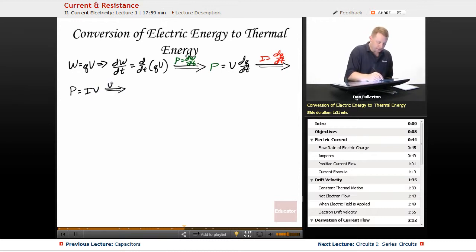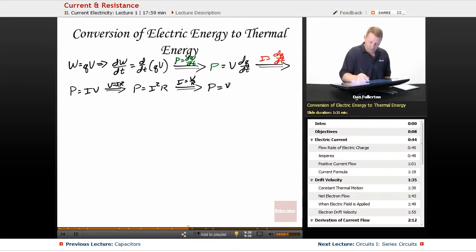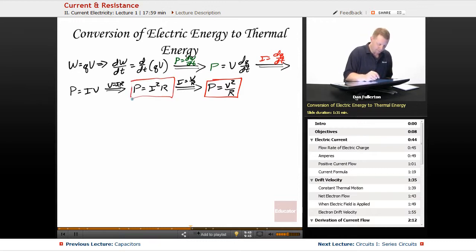Or, using Ohm's law, V equals IR, replacing V with IR, power equals I squared R. Or, using Ohm's law rearranged again, if I equals V over R, let's replace I squared with V squared over R squared, we determine that power is also V squared over R. So we have a couple different derivations for the rate of change at which that energy is expended, which we call power.